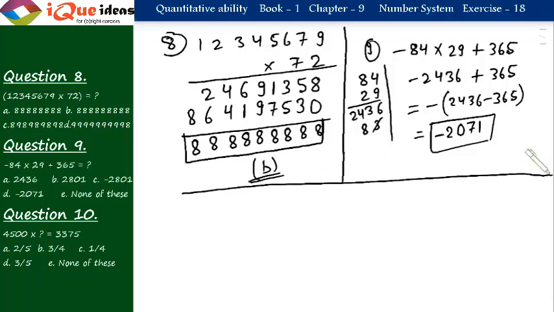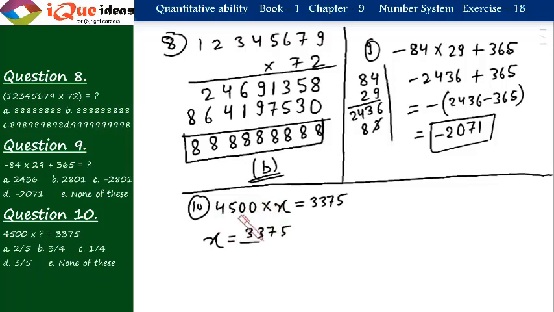Now let's take question number 10. It says 4500 into question mark, that is x, equals 3375. So this is a simple question. x would be equal to 3375 divided by 4500. So what we can do is we can straight away divide by 25.